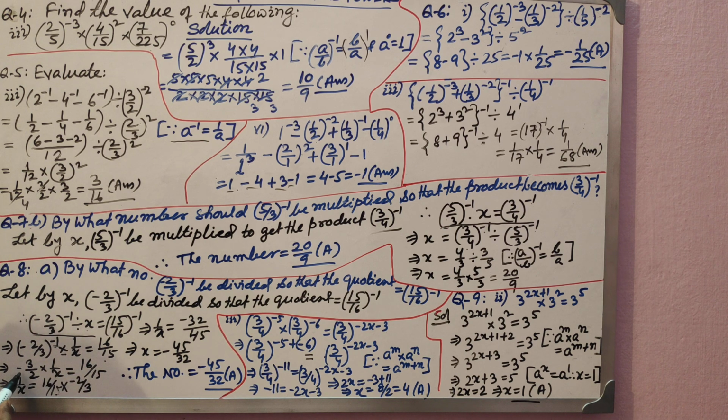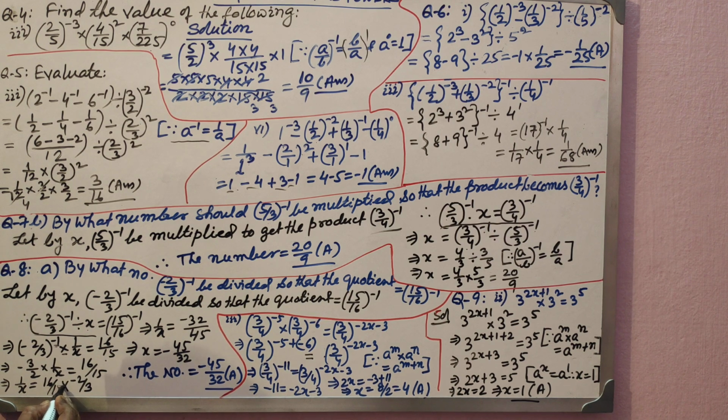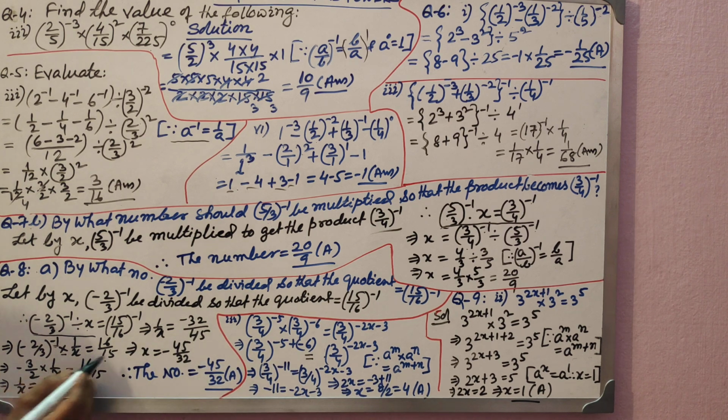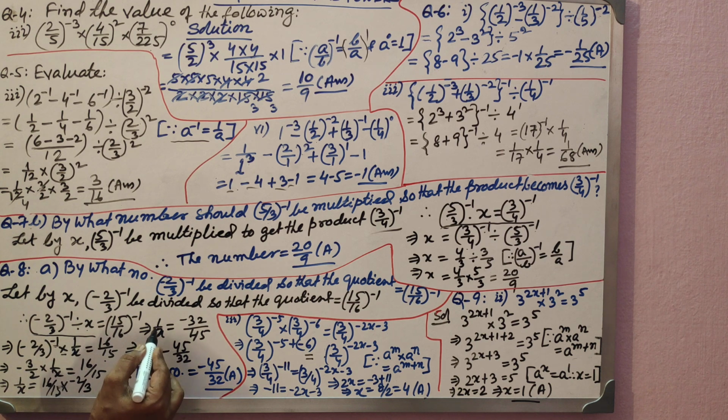Now this minus 3 by 2 is multiplied, so it will go to the other side. I have directly done cross multiplication. So 2 will go to that side and 3 will come to this side. So 16 by 15 into minus 2 by 3 is equal to 1 by x. How much is 1 by x then? Minus 32, since 16 into minus 2 is minus 32, and 15 into 3 is 45. So 1 by x is equal to minus 32 by 45.